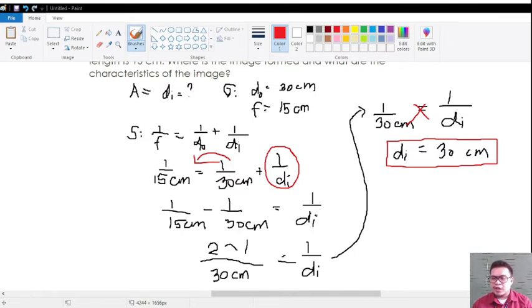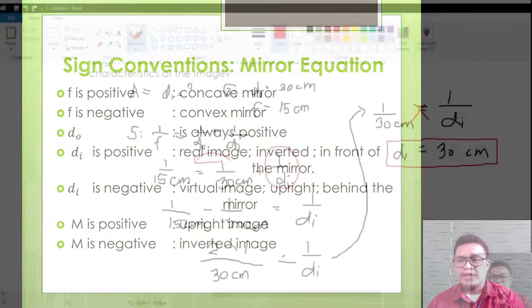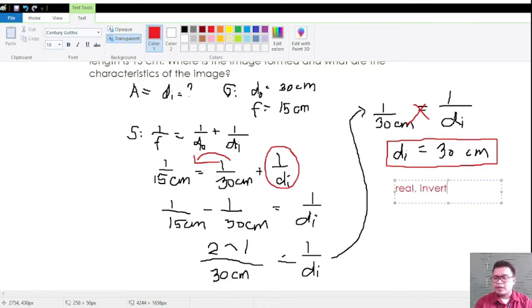So how are we going to check once again what are the characteristics of this image? So again, we need to use our sign convention. So let's check again our sign convention. If di is positive, that is a real, inverted image, and the image is in front of the mirror. And if di is negative, that is a virtual image, upright, and behind the mirror. And since our di here is a positive number, that means that our image characteristic here is real, inverted, and in front of the mirror. And that completes our solution for this problem.